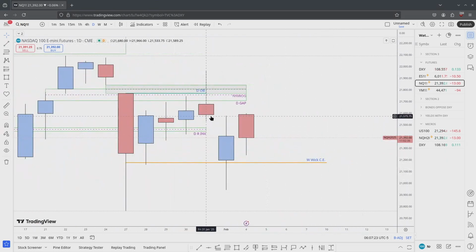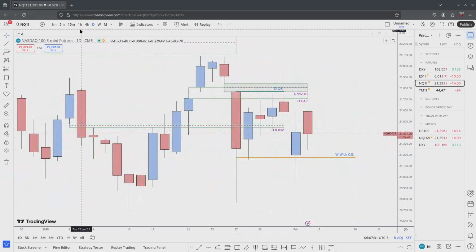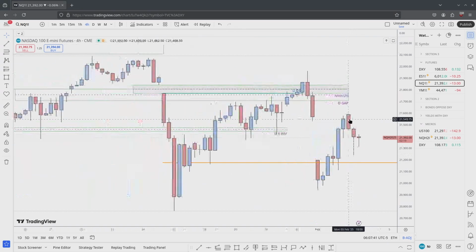On the daily, we built this gap. It's sitting in a consolidation market at this time. There's no clear direction here, nothing here that would give me a clear bullish or bearish scenario.